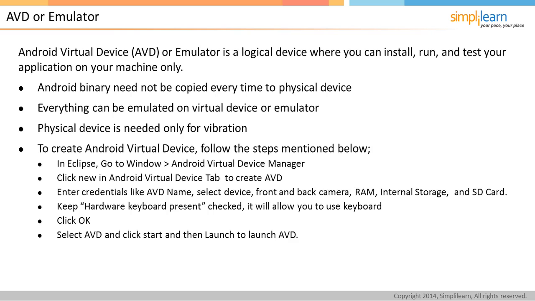To create Android Virtual Device, follow the steps mentioned below. In Eclipse, go to Window, then go to Android Virtual Device Manager. Click New in Android Virtual Device tab to create AVD for the first time. Then enter credentials like AVD name, select device, front and back camera, RAM, internal storage, and SD card. Keep Hardware Keyboard Present checked. It will allow you to use the keyboard. Then click OK. Finally, to launch AVD, select AVD and click Start and then Launch.